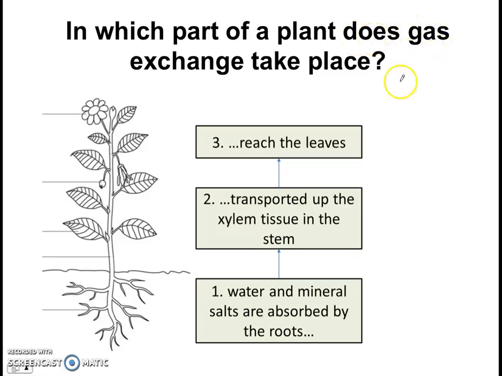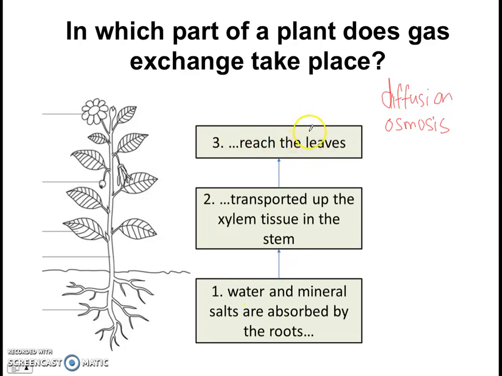So in the previous lessons, we've looked at the different types of processes that take place in transport. We've learned about diffusion, we've learned about osmosis. And in the last lesson, we looked more closely at how water and mineral salts are absorbed by the roots. And we saw how that is an example of osmosis in the case of water and diffusion in the case of mineral salts.